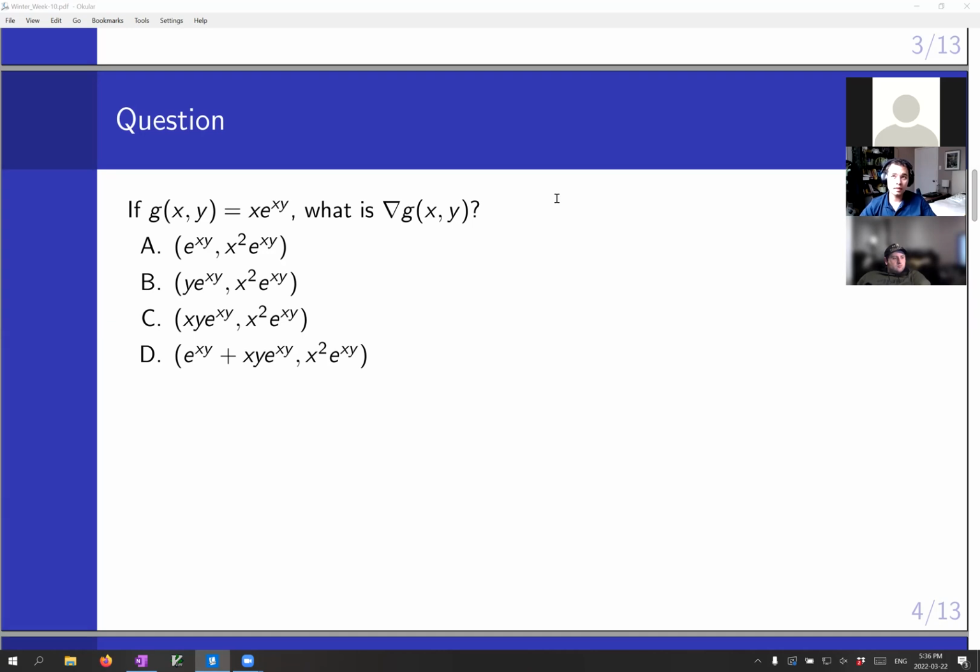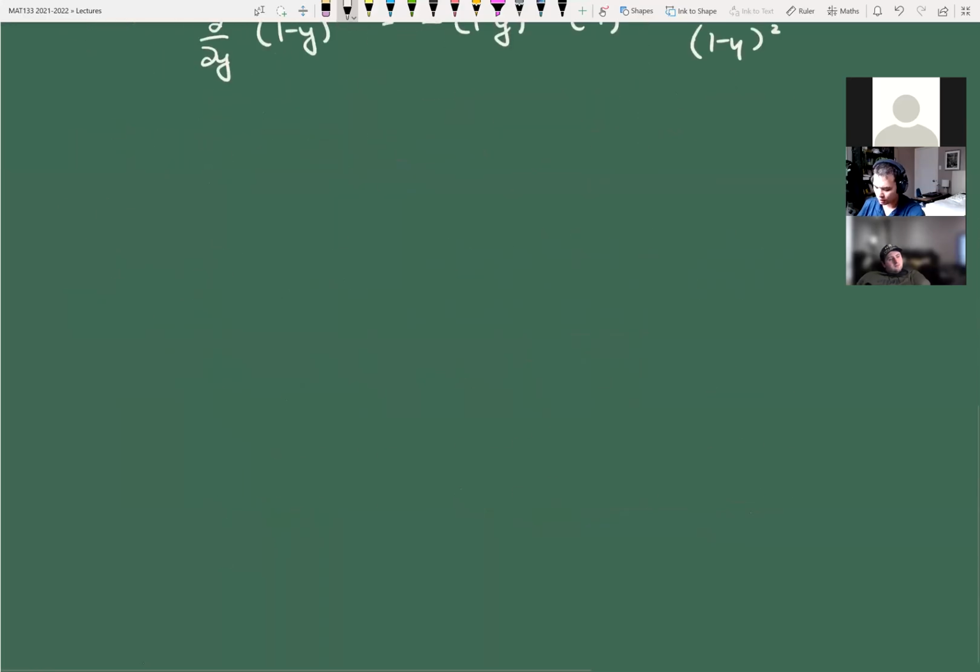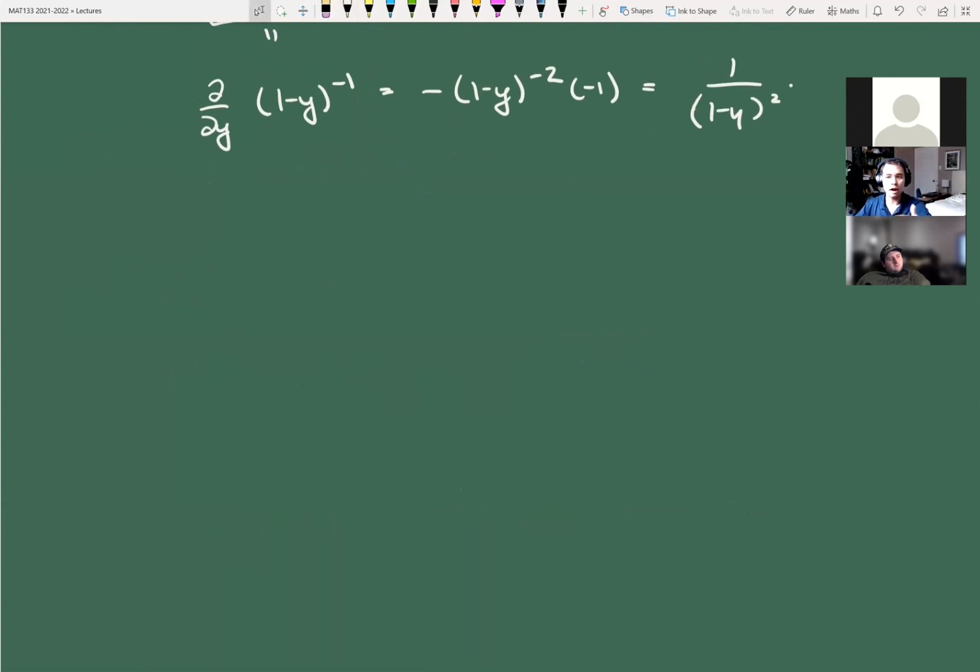Okay, so 57% of the class said D. D is the correct answer. Very nice. All right, and again, for those of you who are still struggling with how do I actually compute these things, let's take a look at this. And then I'll pull up some graphing software and give you some idea about what partial derivatives are and what they really mean.